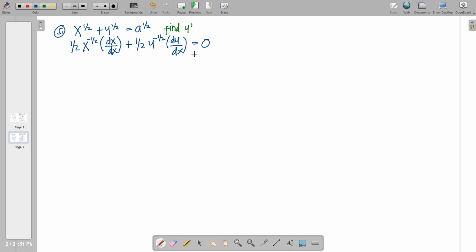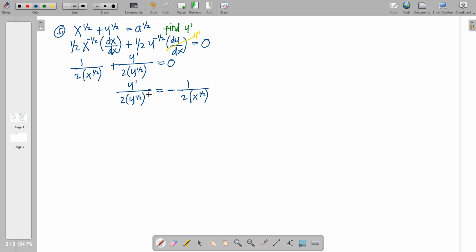And then the differential of a constant is equal to 0. We copy here the constant 1 half. Then we reciprocate the variable with negative exponent, which becomes positive in the denominator. Likewise for the second term, and y prime should be placed at the numerator. The right hand side will remain. And of course, we solve for y prime by transposing first this term to the right side, which becomes negative. Then we just cross multiply the denominator to the other side, so it becomes this. And finally, we have negative square root of y all over square root of x for y prime.